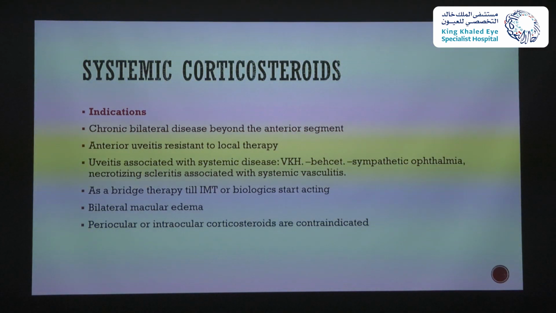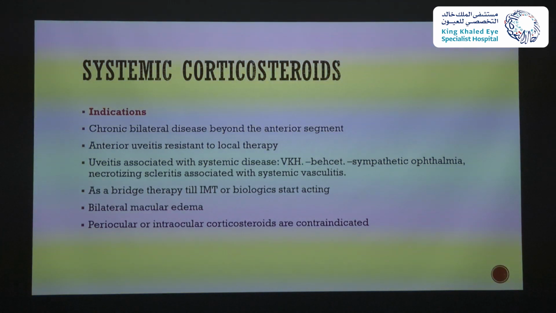Some indications of systemic corticosteroids are chronic bilateral disease beyond the anterior segment, non-infectious of course, and also anterior uveitis resistant to local therapy, especially in children. Also uveitis associated with systemic disease that needs systemic treatment, even if it manifests in the anterior segment. They should be treated systemically, like VKH, Behçet, sympathetic ophthalmia, among others.